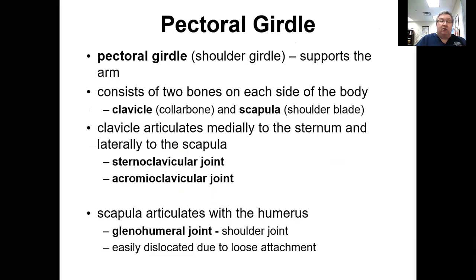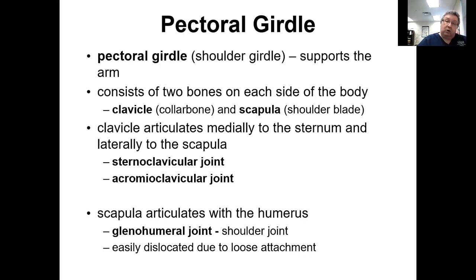The joint at the sternum is known as the sternoclavicular joint, sternum and clavicle. The other joint is known as the acromioclavicular joint. This joint is between the clavicle and the acromial process, or the acromion. The third joint of the shoulder is where the scapula articulates with the humerus. And this joint is known as the glenohumeral joint.